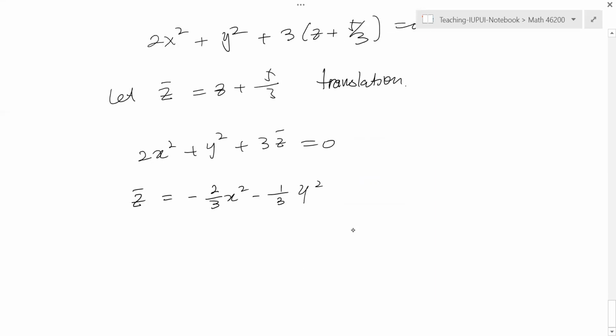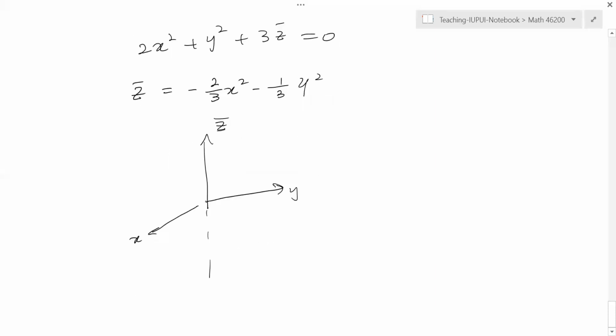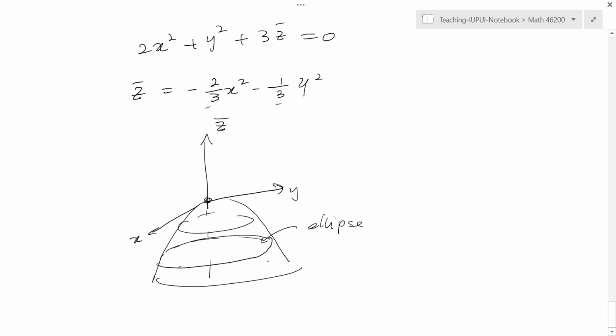Okay, so how does the graph look for this one? So right now, here's x, this is y, this is z bar. In this new system, this is a kind of paraboloid. It touches the origin at the vertex. Okay? It opens downward. Each cross section is an ellipse. Okay, an ellipse, not a circle, because the coefficients are different. So this is an ellipse, and this is a circle. Like this, how does it look?